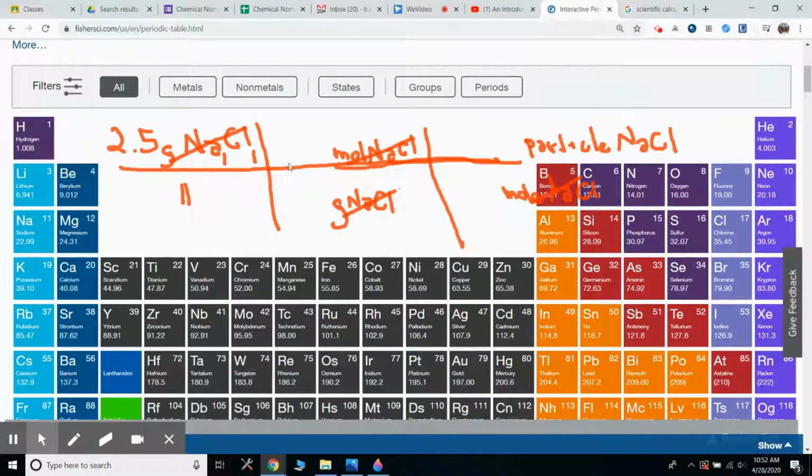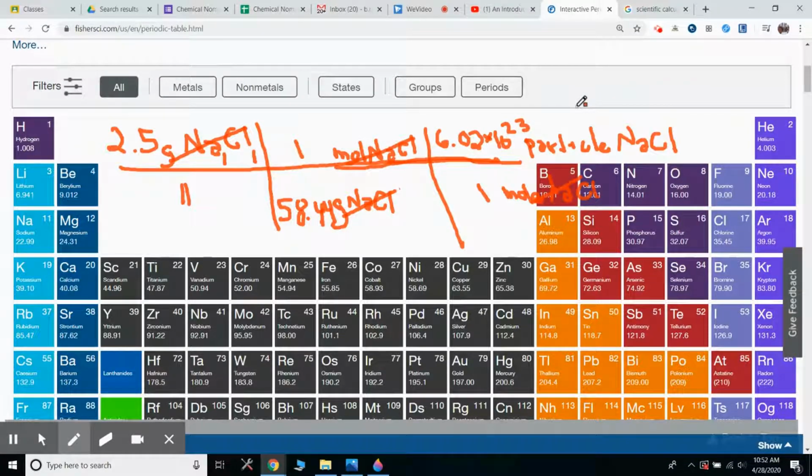Okay, so I'm going to go back. I'm going to put the 58.44. I wanted to round to 2 decimal places. I'm going to squeeze that in there and put the 1 mole in the top. And I know that 1 mole is the same as 6.02 times 10 to the 23rd particles.